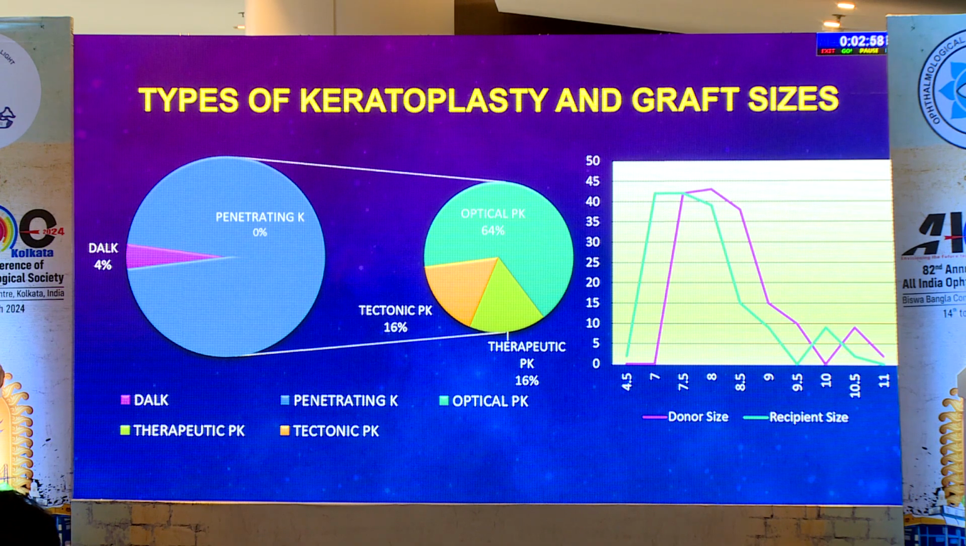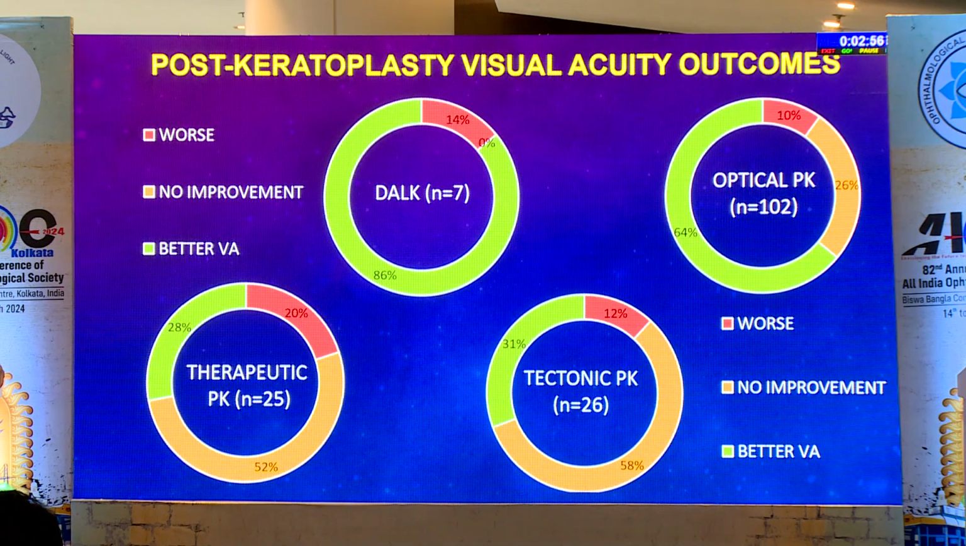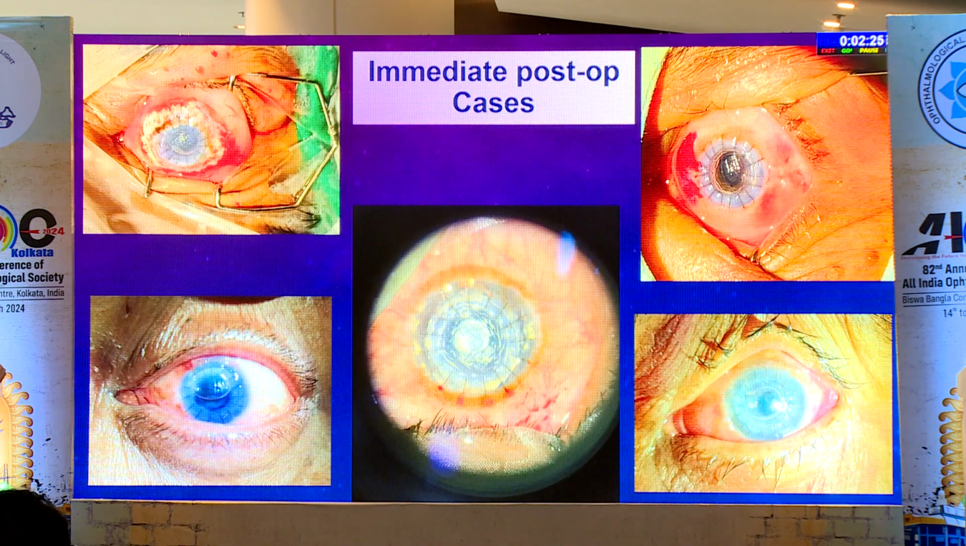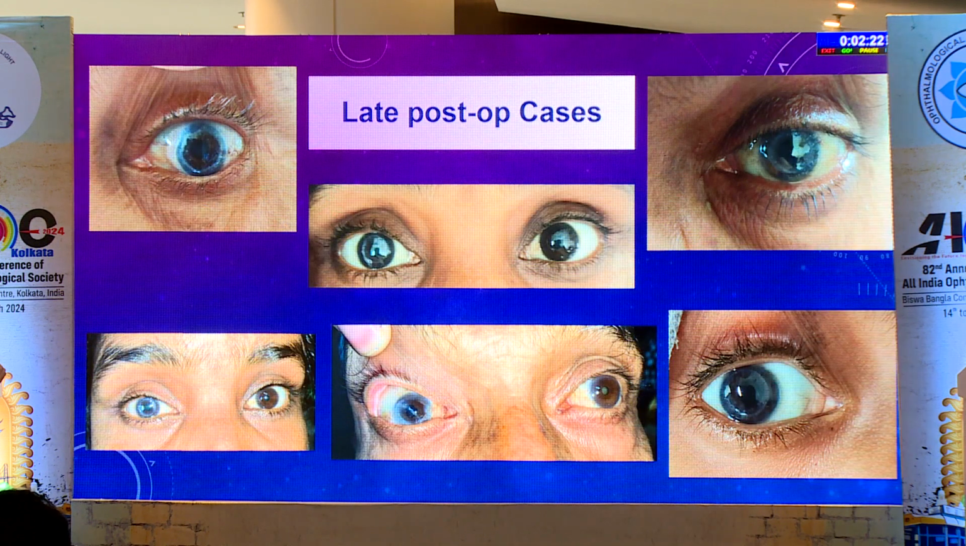So regarding the outcome, we have found better results in the DALK group. Obviously, in optical penetrating keratoplasty, it is about 64%, while it is 52% in the therapeutic group and 58% in the tectonic group. Poor results were found in 14% of the DALK, 12% of the tectonic PKP, 20% of the therapeutic, and 10% of the optical group. These are some of the preoperative and postoperative pictures, immediate postoperative, late postoperative.